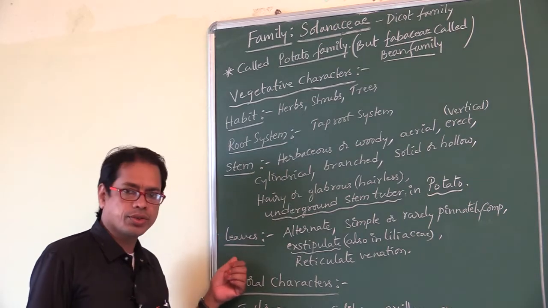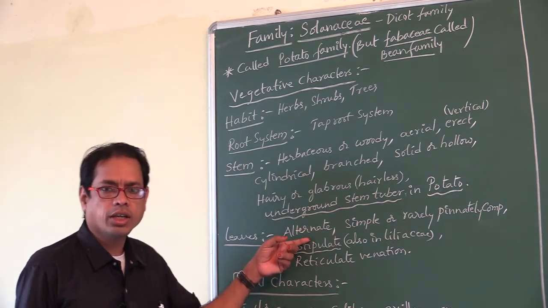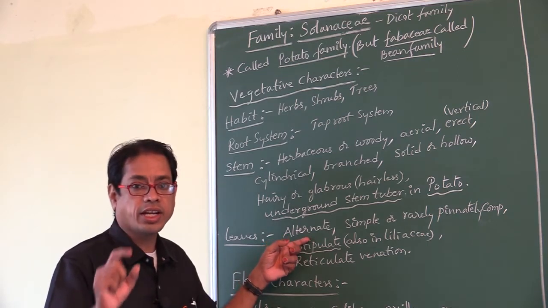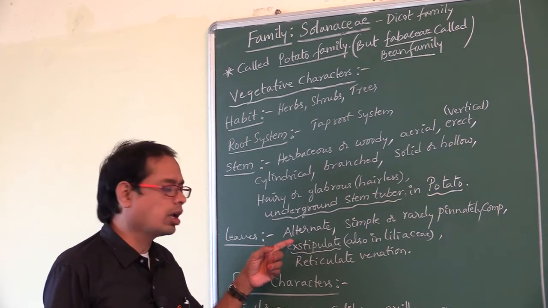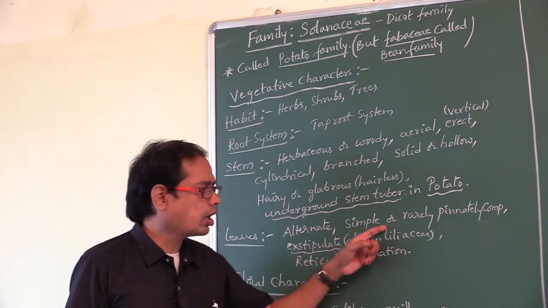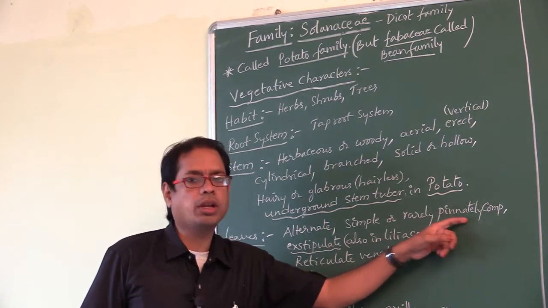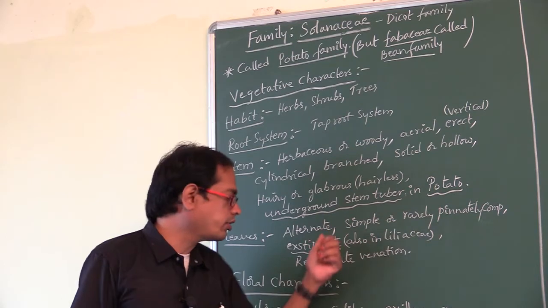Next, leaves. Phyllotaxy is alternate. Alternate means a single leaf arises at each node. It is so called alternate phyllotaxy. Simple or rarely pinnately compound leaves are present.